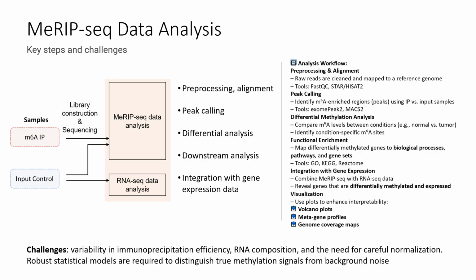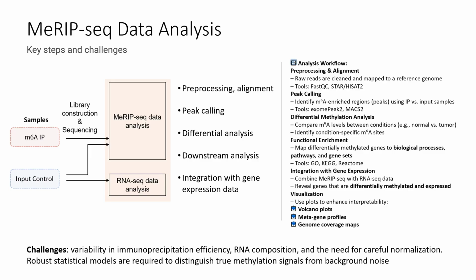One of the unique features of MeRIP-seq data is that gene expression information can be extracted directly from the input control samples. Because these libraries are not enriched for M6A, they reflect the baseline transcriptome. This makes it possible to integrate methylation and expression data within the same dataset, enabling researchers to explore the relationship between M6A modification and transcriptional regulation.